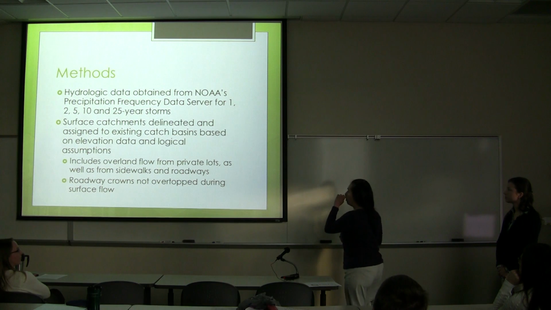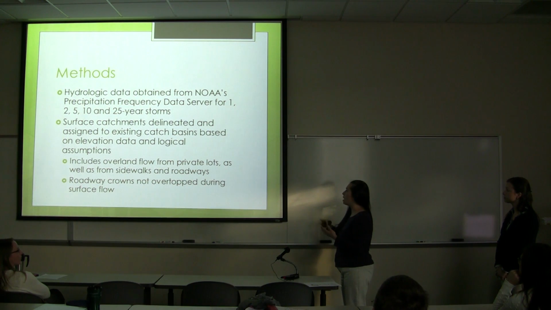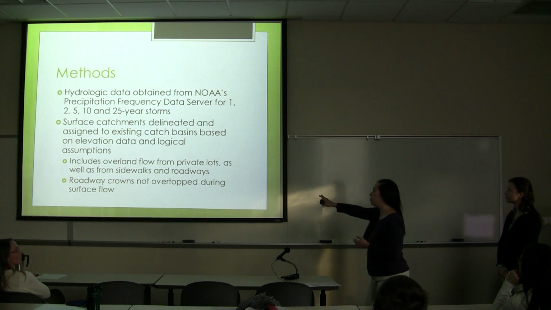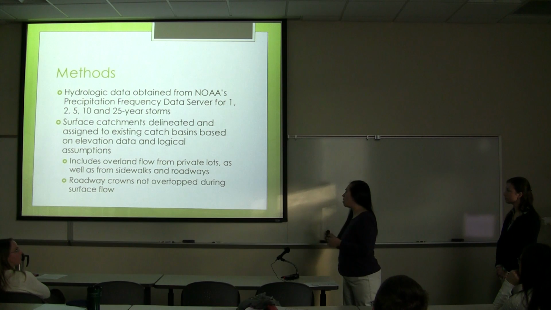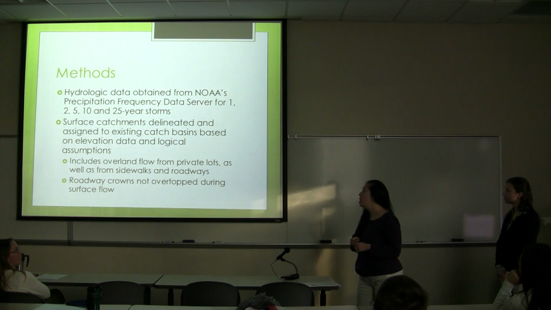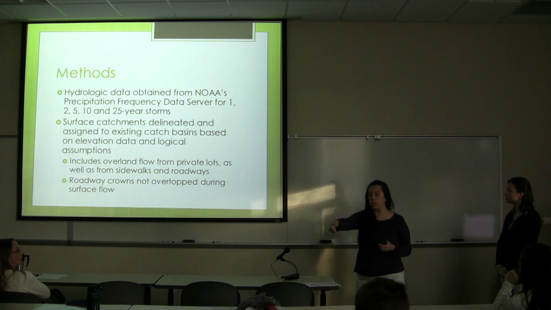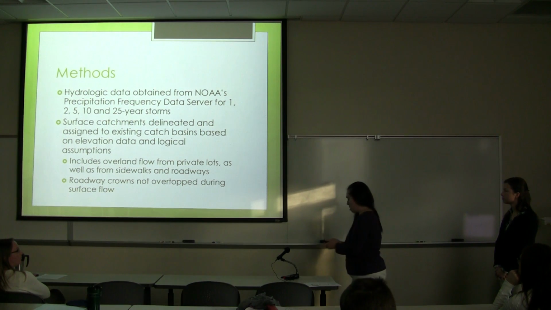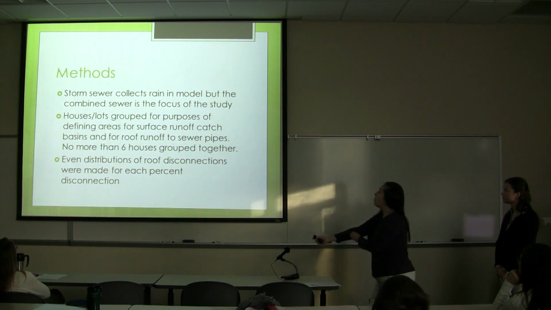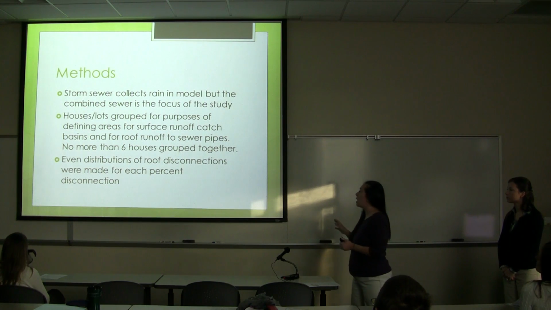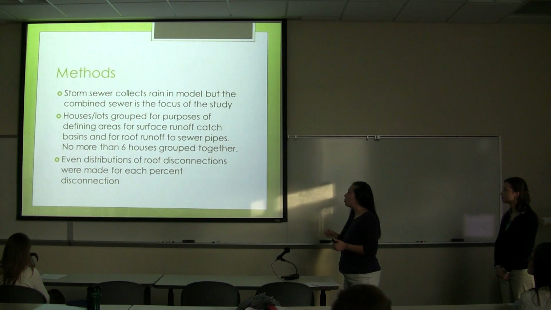When we looked at everything, of course, we're including the houses, the lots, sidewalks, roadways. We also had an assumption that roadway crowns were not overtopped during surface flow. So this basically means that water wasn't going to cross the street to get into a catch basin. Next, we want to consider that our focus is the combined sewer and not the storm sewer.